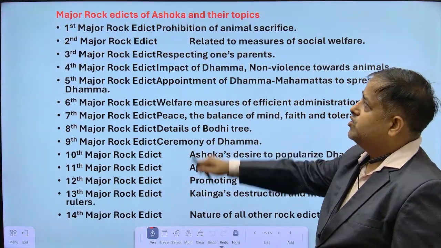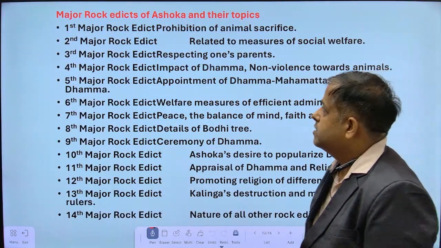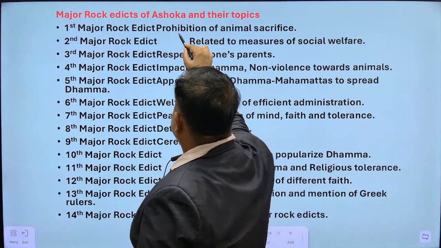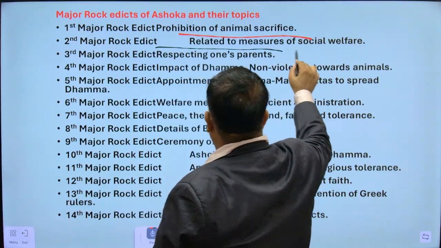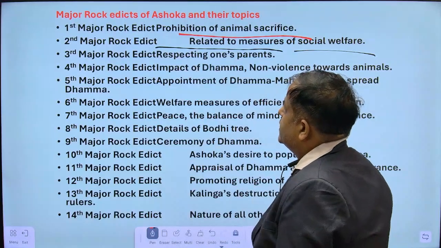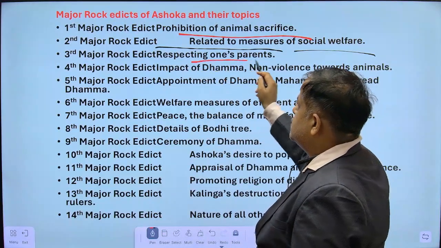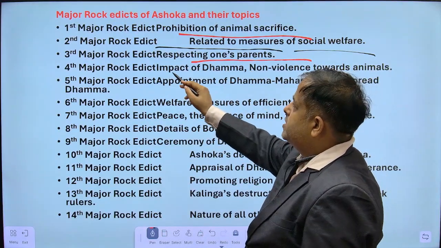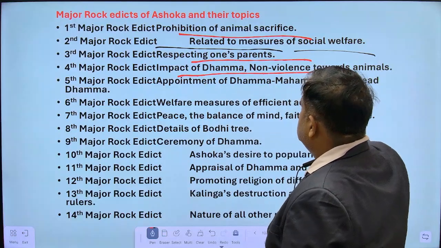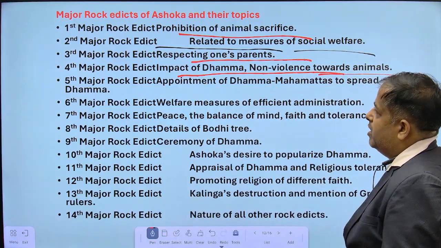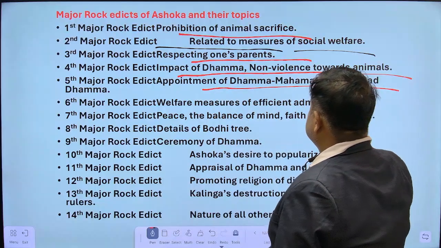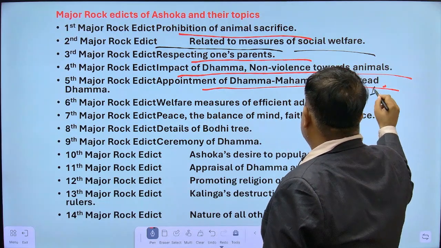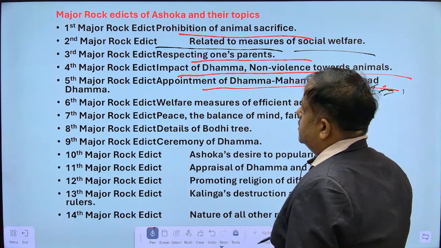If we talk about the major rock edicts of Ashoka and their topics, the first major rock edict is the prohibition of animal sacrifice. The second rock edict is related to measures of social welfare. The third one is about respecting one's parents. The fourth is about the impact of the Dhamma, non-violence towards animals. The fifth one is the appointment of Dhamma Mahamatyas. So this is very important. Many times this kind of question arises.